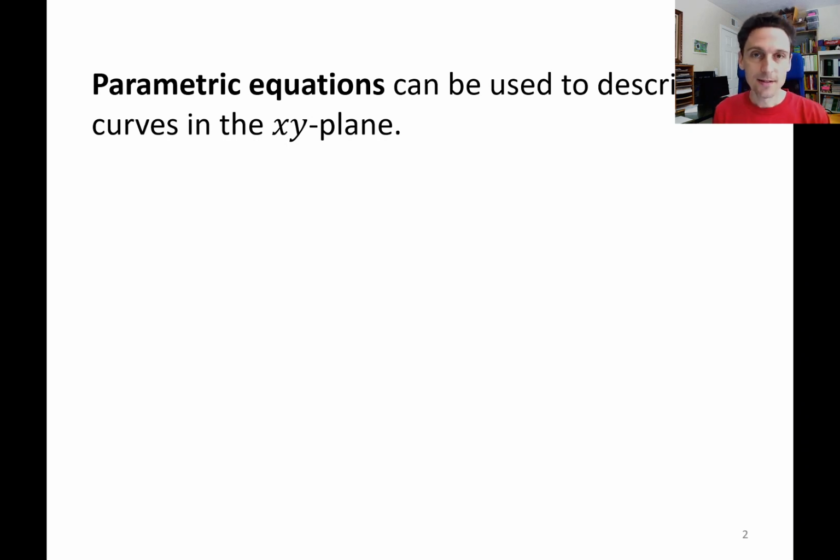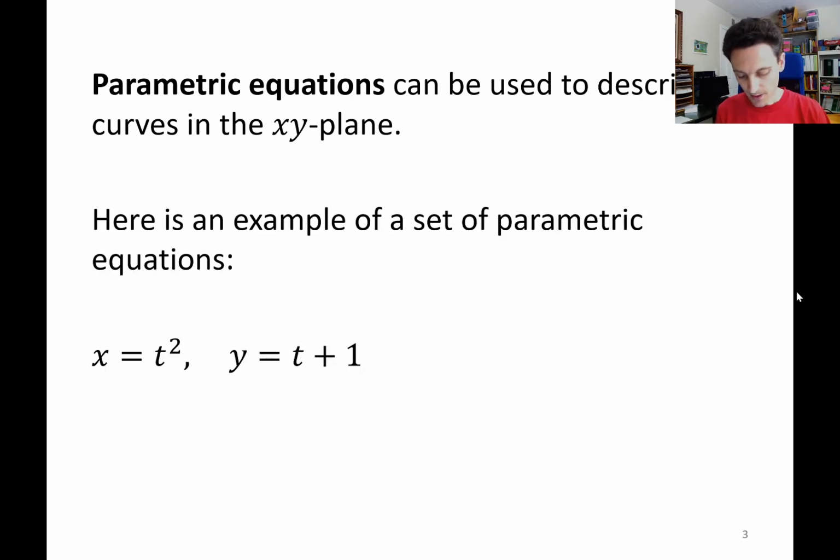Parametric equations are another way of describing curves in the xy plane. As an example, here is a set of parametric equations: x equals t squared and y equals t plus 1. Notice that it's two equations, not just one equation, that are going to create this curve.